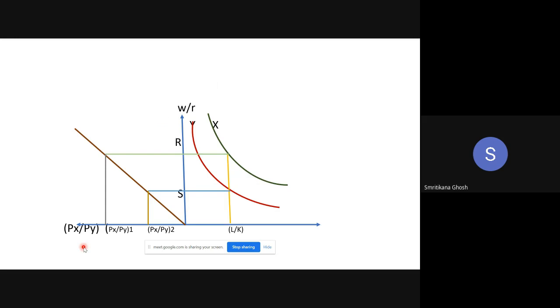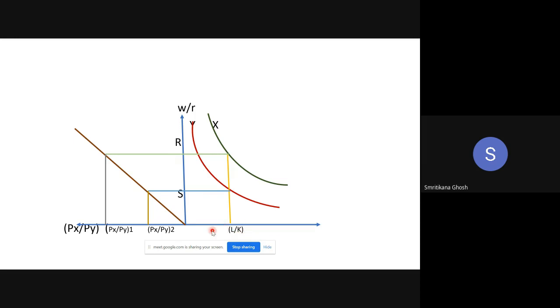We know there is a one-to-one correspondence between the wage rental ratio and the relative price, right? That is why this brown line through the origin shows the one-to-one relationship between W by R and PX by PY. That means if PX by PY is rising, then W by R should rise. Okay, so this is the relationship we have. Now consider a country, maybe home country, maybe foreign country, we don't know. Take any country. The labor capital ratio of that country is L by K, the amount of labor divided by the amount of capital in the country.